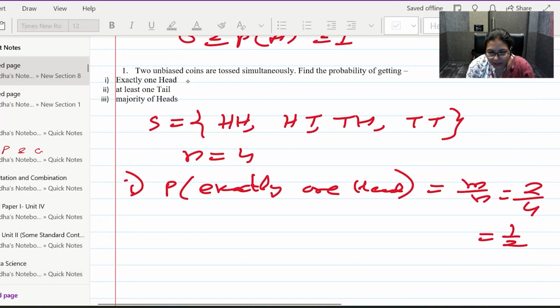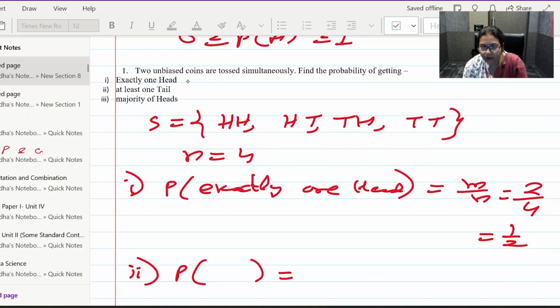Now come to the second question. What is the second question? Probability at least one tail. The meaning of the word at least is minimum. So at least one tail means it will be one tail or more than one tail. So come to the sample space. What we are getting here, at least one tail we are getting here. Head tail, we are getting one tail, this case. Then tail head, we are getting one more tail, right? One tail only, and tail tail, we are getting more than one tail. So total how many cases are there? At least one tail, there are 3 cases. So my answer will be 3 by 4.